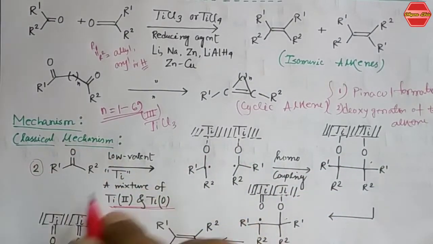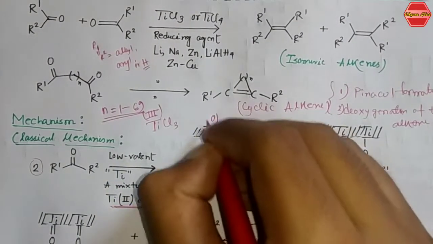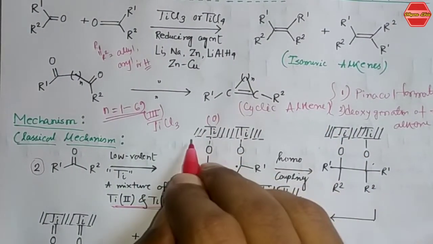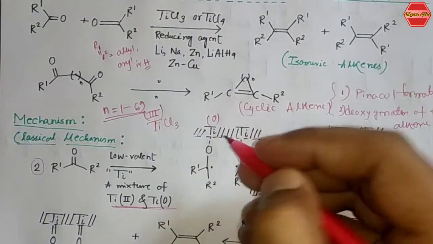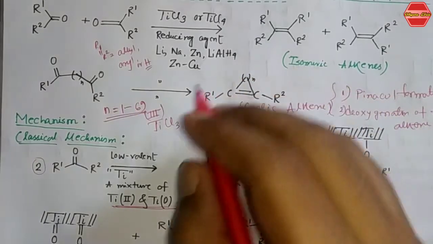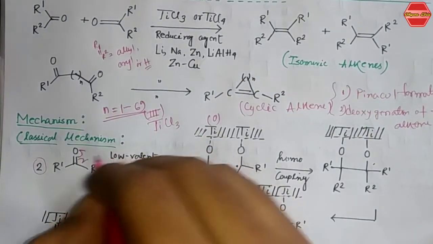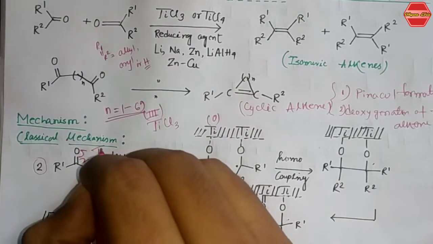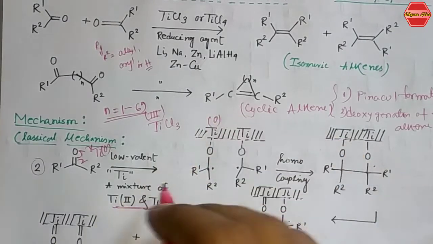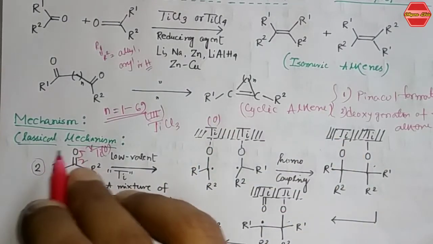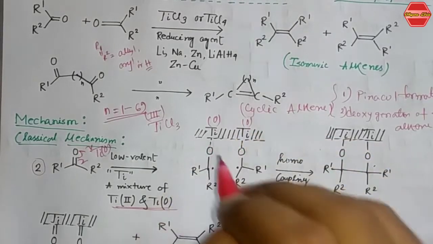So when we are using this one, that is your titanium surface, titanium 0. Now this oxygen can bind with the titanium surface. Now this can be broken in this way, and this oxygen can coordinate with the titanium center. Now both of these two ketones will break in this way, and that is how we can get this one.